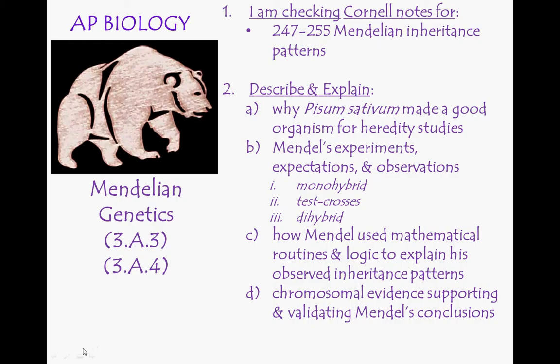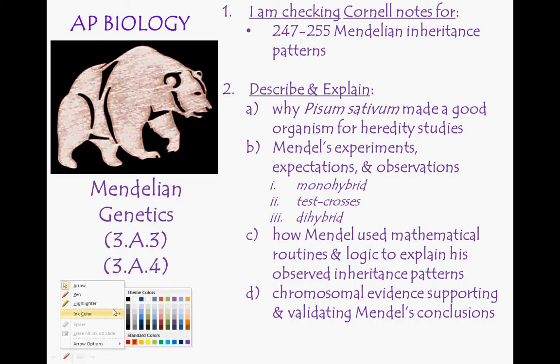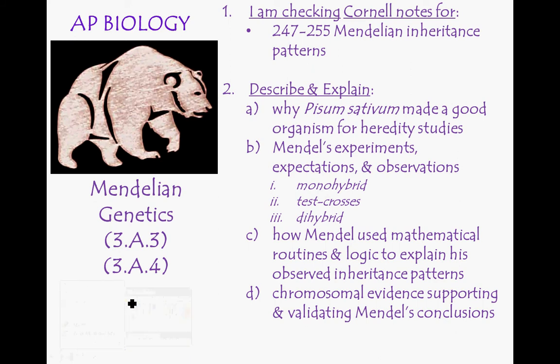We'll be discussing Mendel and his experiments. And by the end of this, you'll be able to describe and explain why Pisum sativum, which is the pea plant that he used, made a good organism for the genetic studies, hereditary studies.